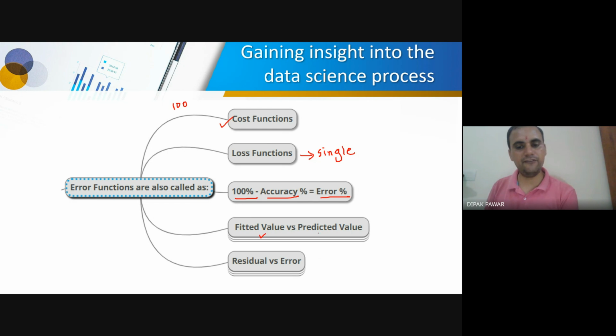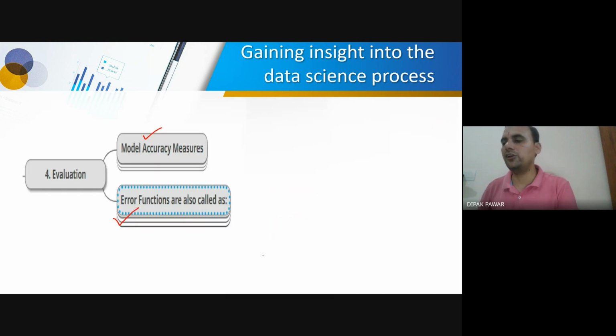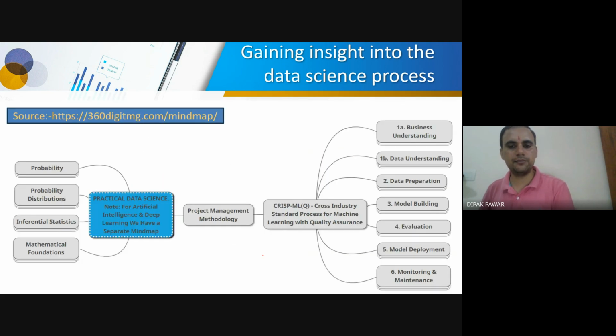For that we require a fitted value and a predicted value. Fitted value means a value which is already present, and predicted value means the value we have after training the model. We compare both with each other, and then we decide the accuracy. In the same manner we have the error and the residual part, which is related to the error functions. Both of these, model accuracy measures and error functions, describe our evaluation part, which is the fourth part of our data science process. Now after evaluation, I have the proper output, my model is properly trained, and I am getting the expected performance. So we go to the next part, the fifth part.